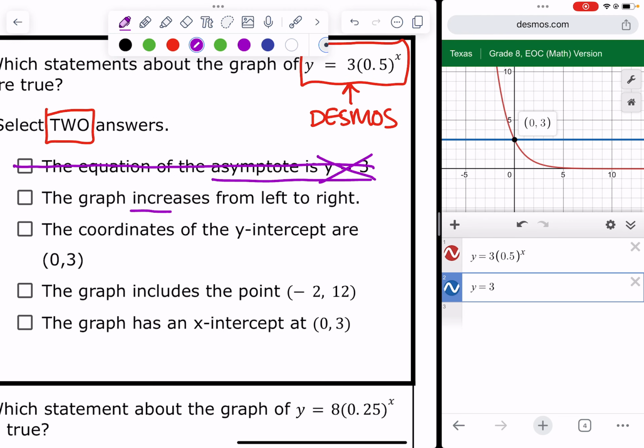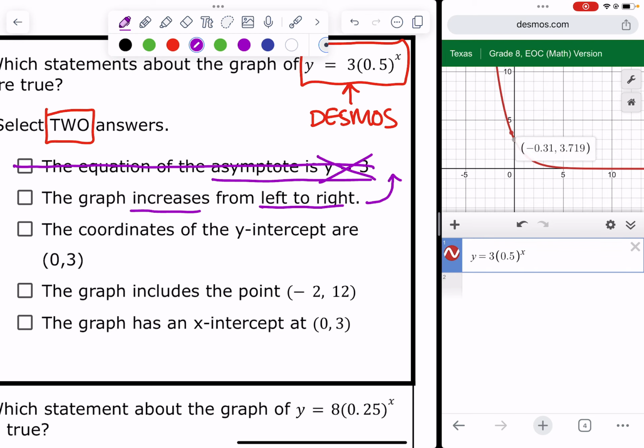The graph increases from left to right, meaning it's going up. In our picture, if we start over here and we follow the curve, it's going down. Our graph decreases. It should be decrease. So this one is not the answer as well.